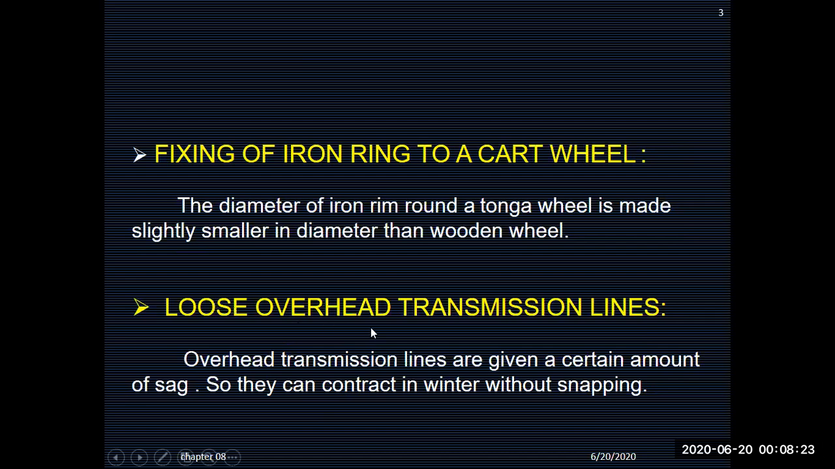Overhead transmission lines are sometimes left loose, so that contraction can take place during the winter season, and they are safe from damage by breaking. Overhead transmission lines are given a certain amount of sag, so that they can contract in winter without snapping.